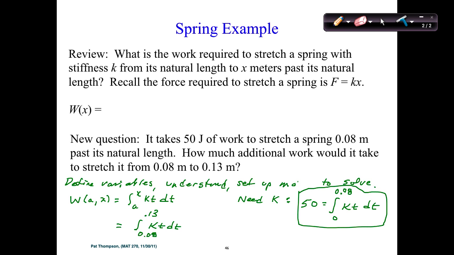Doesn't make sense, right? So accumulated work from a spring requires the integral, the net accumulation of work, because that force is continually increasing as you pull on the spring or compress it, whatever. All right, so we need k. How are we going to get k? Easily?